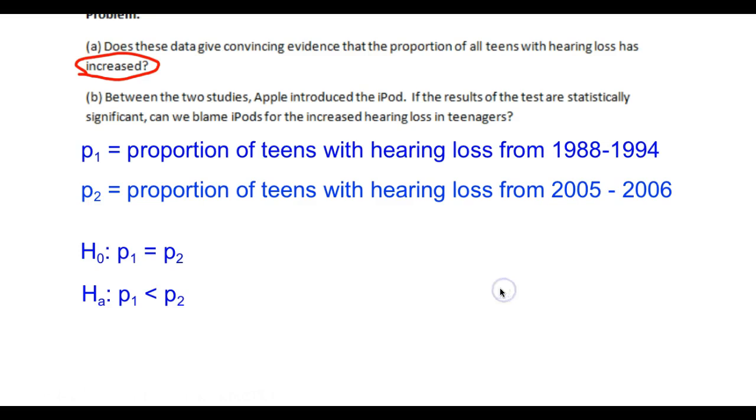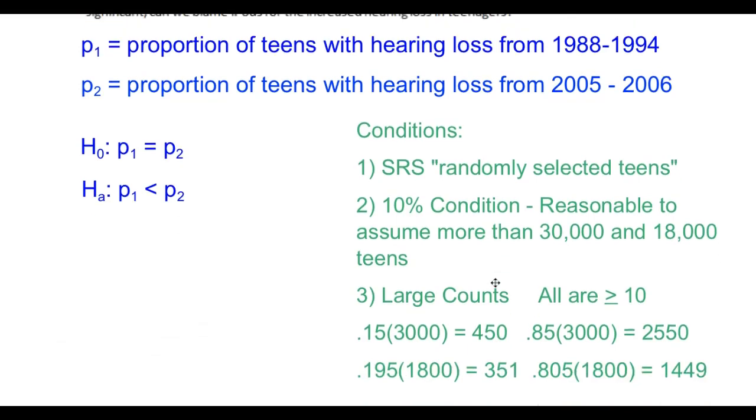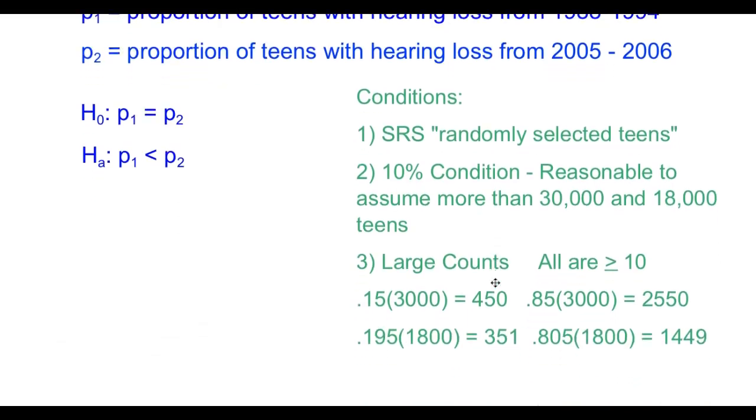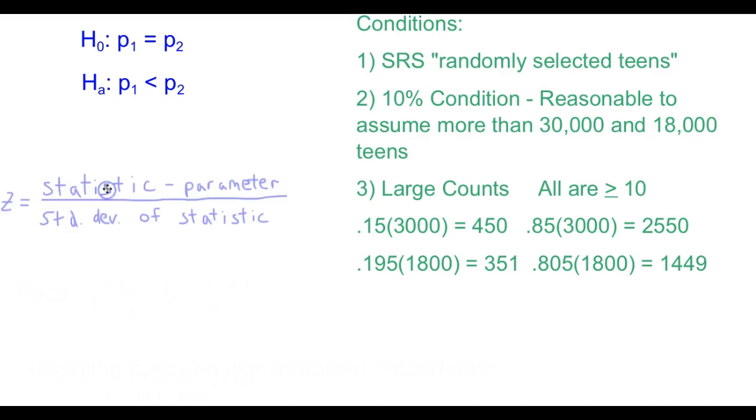Next, let's check our conditions. We have independently selected simple random samples. We have two independently selected random samples of teens. We've sampled less than 10% of the population, and our large counts conditions have been met because in our two samples, we definitely had at least 10 successes and 10 failures. We had at least 10 teens showing some hearing loss and at least 10 that did not show some hearing loss. So let's actually now calculate our test statistic and get our p-value.